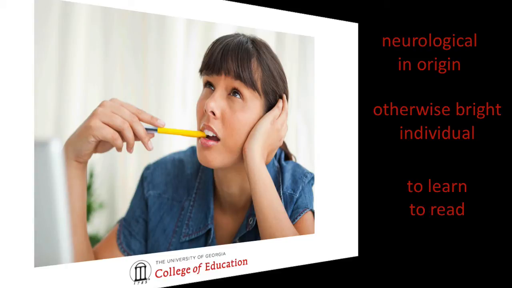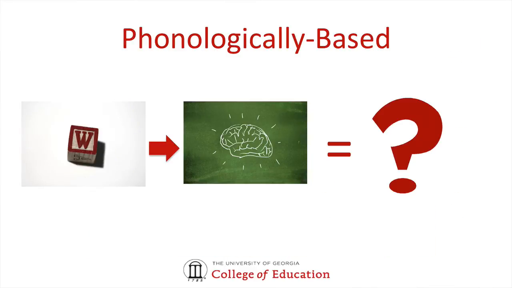So reading disability is neurological in origin and makes it difficult for otherwise bright individuals to learn to read. But what exactly is going on in the brains of individuals with dyslexia? The majority of people with reading disabilities have difficulty with phonology. These individuals have difficulty with processing the sounds of language. Here are some brain scans that show how these differences appear.